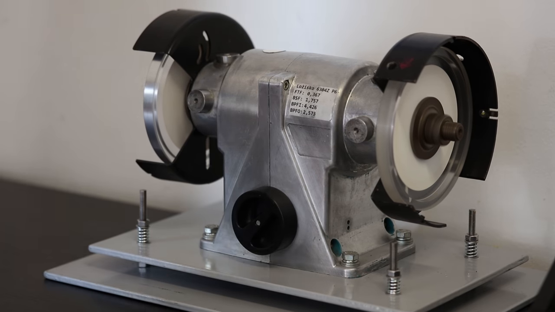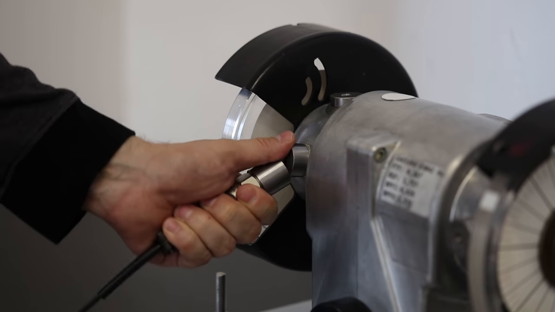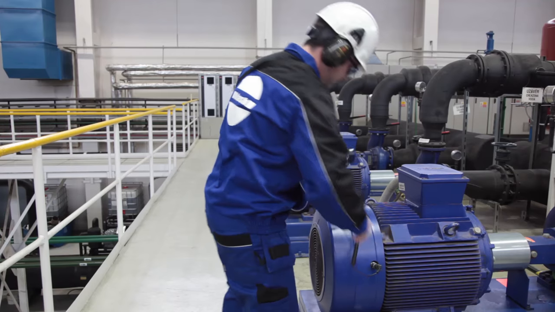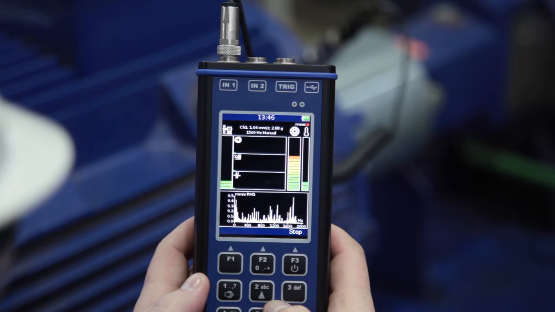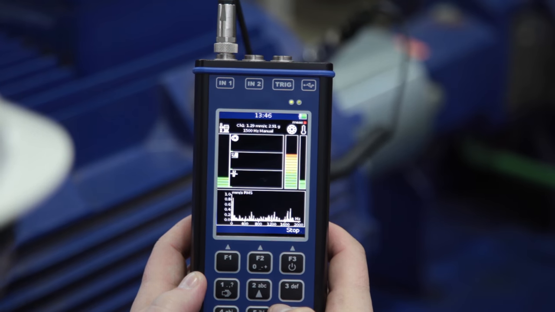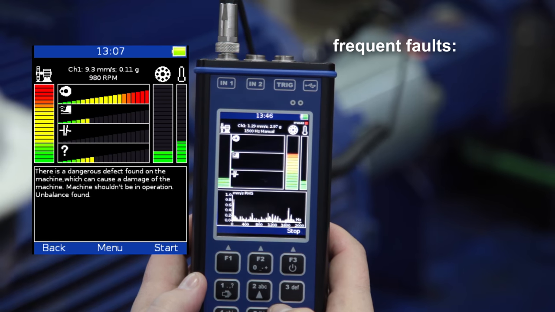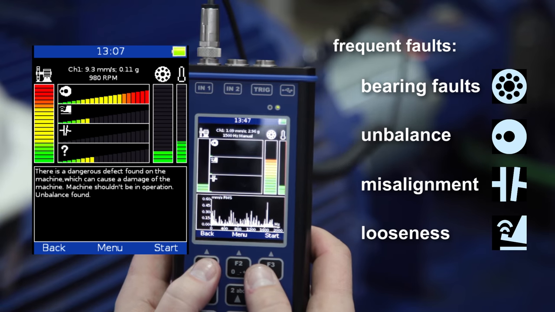How does it work? Running machines generate vibrations, which contain a lot of information about their condition. A vibration meter or analyzer is used to measure this vibration. The sensor needs to be mounted on an appropriate point on the machine, e.g. bearing housing. The instrument measures the vibration signal, tells you the severity of the vibrations, and also possible machine faults. The most frequent faults are bearing faults, unbalance, misalignment, and looseness.